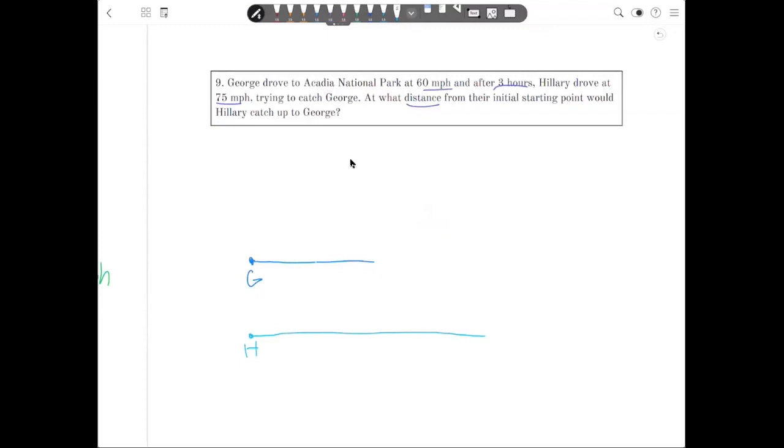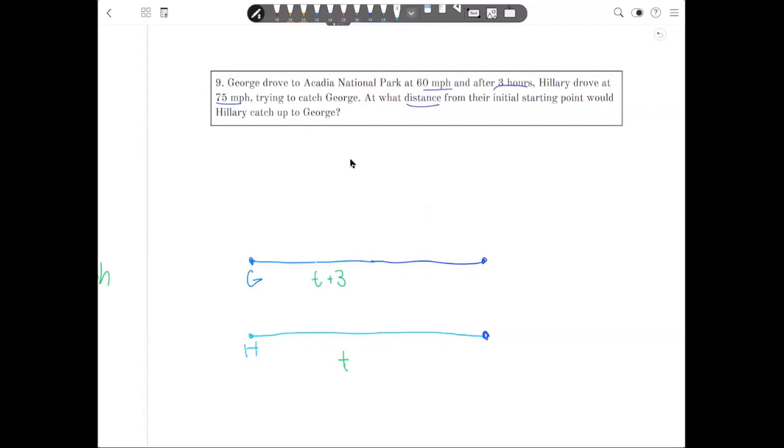We don't know. We just know it's going to be some time t. That's how long Hillary will take to catch George. And how long will George have then? George is going to have an additional 3 hours, so t plus 3. And now we know that after some time, they're going to catch up at some point. And we know that the distance that George travels is equal to the distance that Hillary will travel.